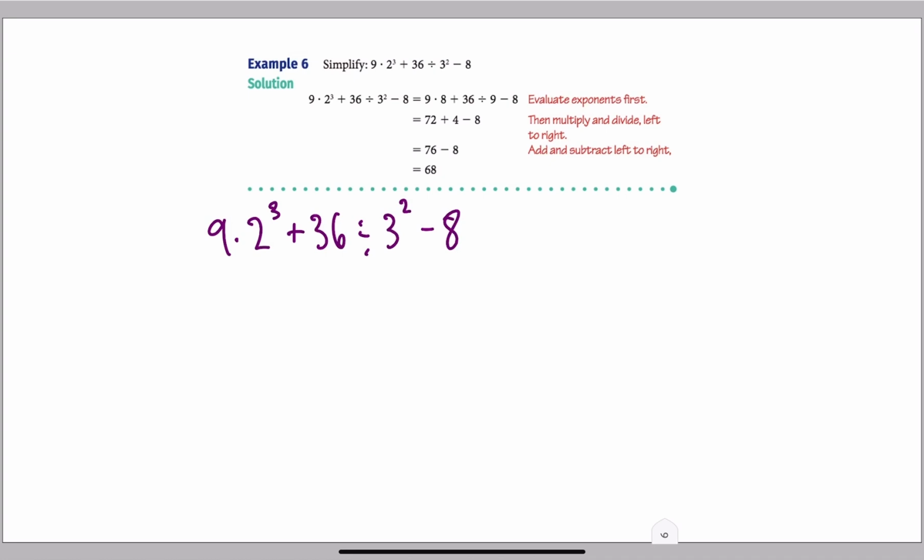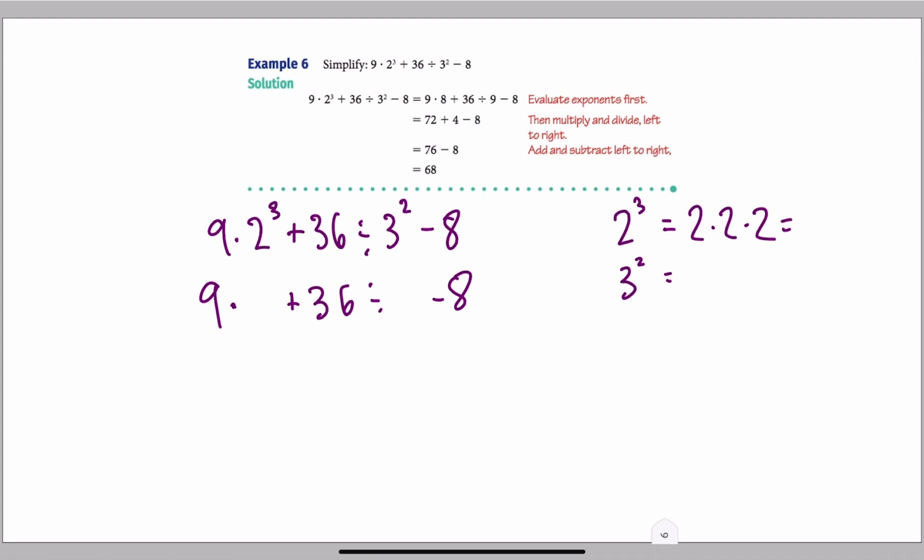So the first thing I'm going to do is take care of my exponents, right? Exponents first. So that's 9 times something, plus 36 divided by something, minus 8. And so instead of 2 cubed and 3 squared, I'm going to evaluate these and replace them with what they actually simplify to. So 2 cubed is 2 times 2 times 2. So 2 times 2 is 4, times another 2 is 8. And 3 squared is 3 times 3, which is 9. So 2 cubed is 8, 3 squared is 9. So I've taken care of all my exponents.